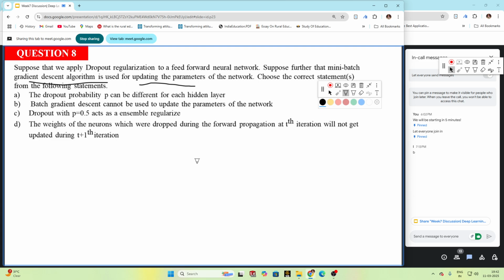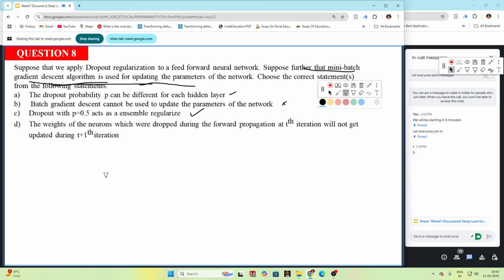So any guesses for this? So A and C. Yeah, see, the dropout probability P can be different for each layer. Yeah, absolutely right. Option B: we are using mini batch gradient descent, right? Suppose further that mini batch gradient descent is used for updating the parameters. Yeah, batch gradient descent can be used if we are not using mini batch gradient descent. So let's say this is false. Then D: the weights of the neurons which were dropped during the forward propagation at tth iteration will not get updated at t plus 1th iteration.